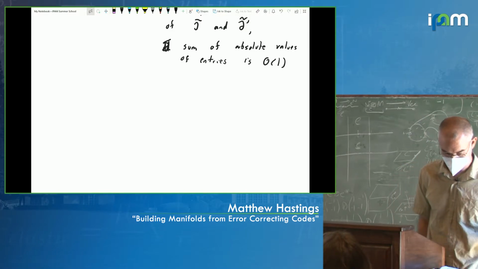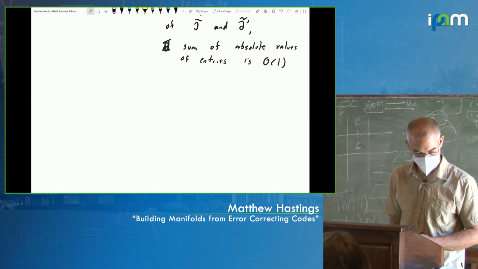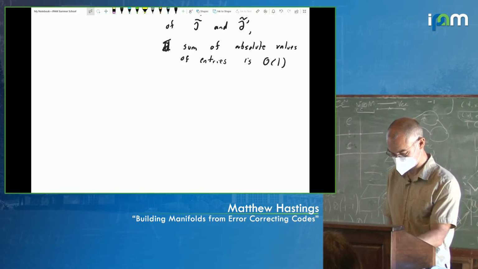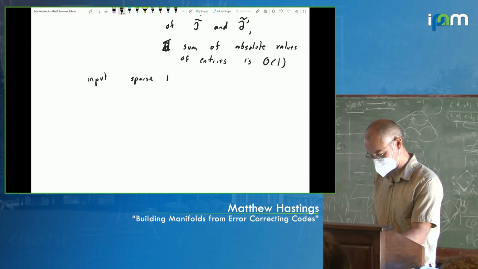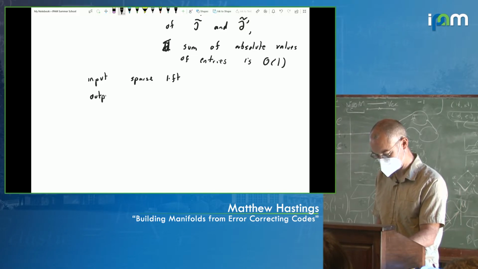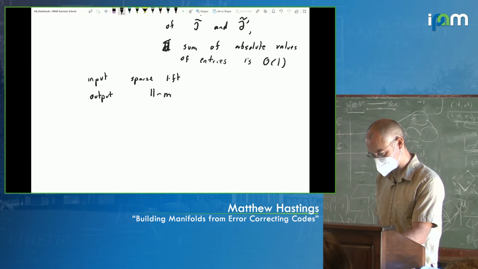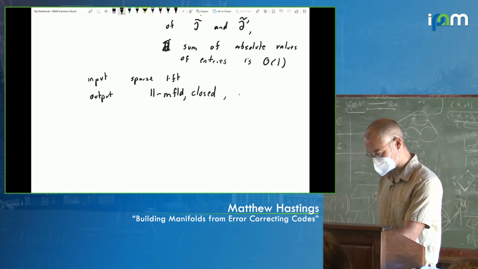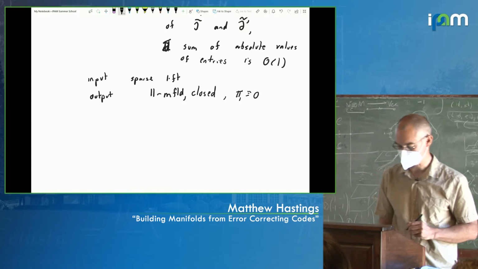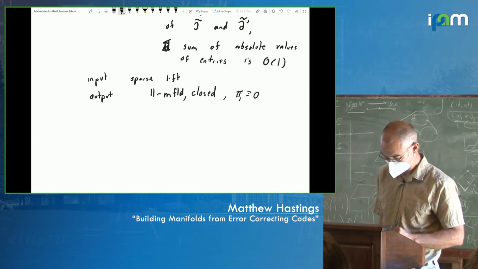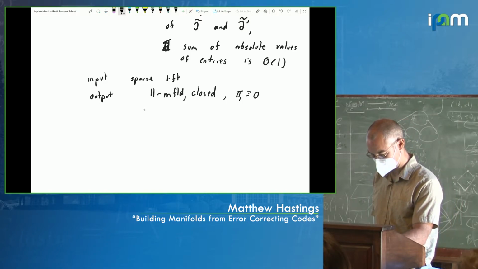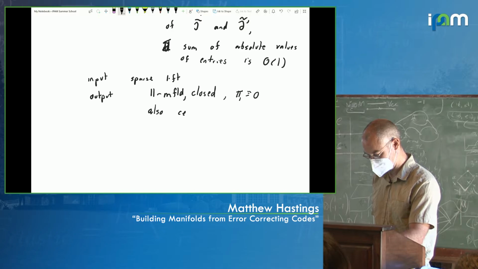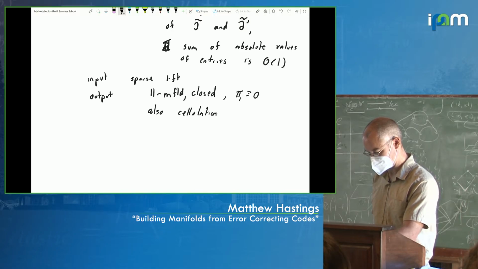What the construction gives is, the input is a sparse lift. So the output will be an 11-dimensional manifold. Closed, no boundary. Pi1 is trivial. And it will give you also, Mike will correct me if I miss any of the conditions here, a cellulation of that manifold.